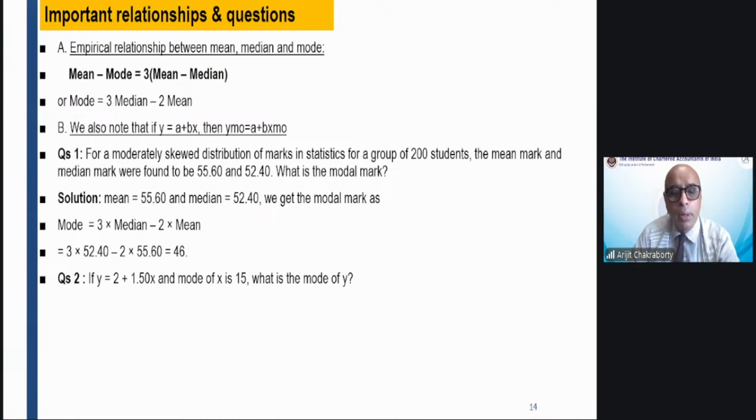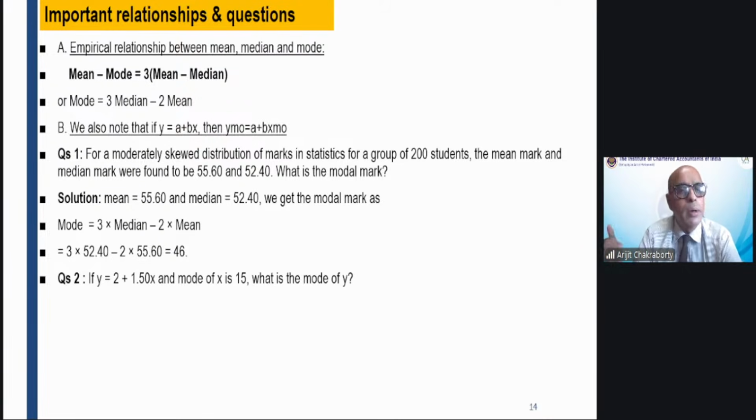The next example, important question based on these two formulas, you can see if y equal to 2 plus 1.5x. So there is a linear relationship we can see between x and y. Y is equal to 2 plus 1.5x. The mode of x is given. It is 15. We need to find the mode of y. So if you look at the relations a and b given on the slide, relation b, y equal to a plus bx, therefore the mode of y will be equal to a plus the mode of x multiplied by b.